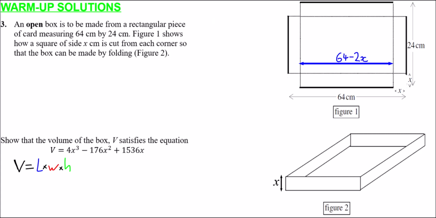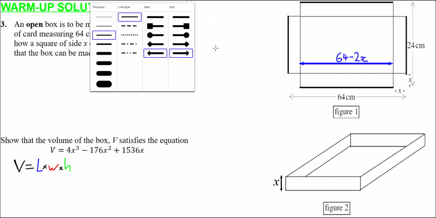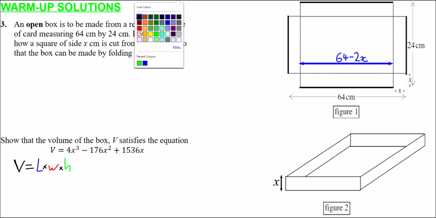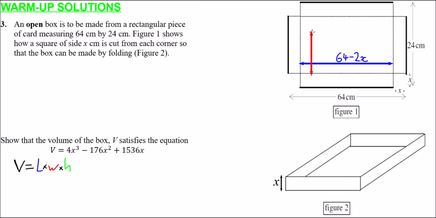In a similar way, the width from this end to the top end, well, the full width was 24, but of course we're not including this, that was x, and this is x. And so what's left in the middle is 24 minus x minus another x, 24 minus 2x.